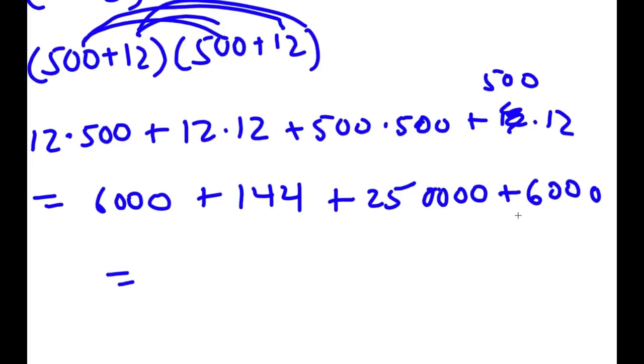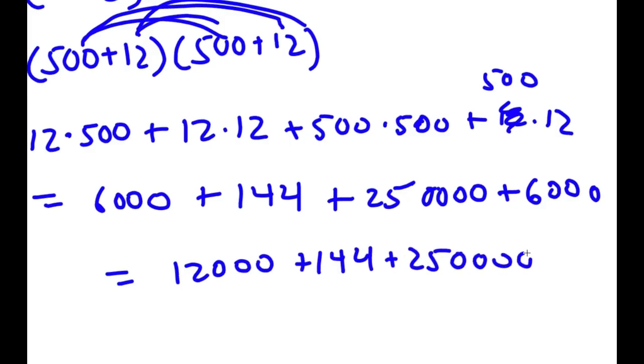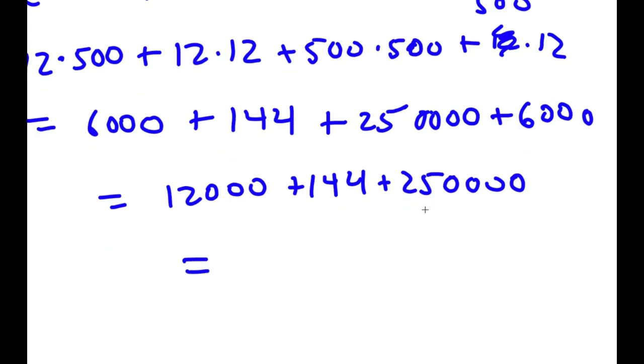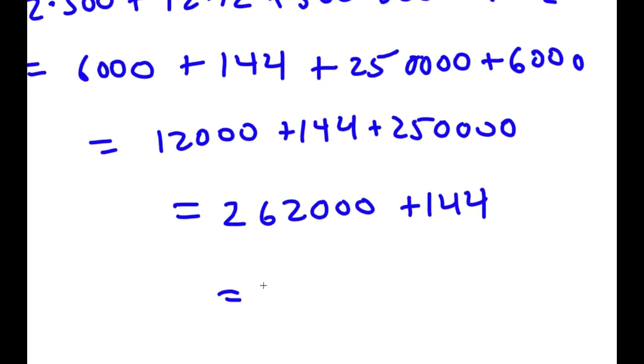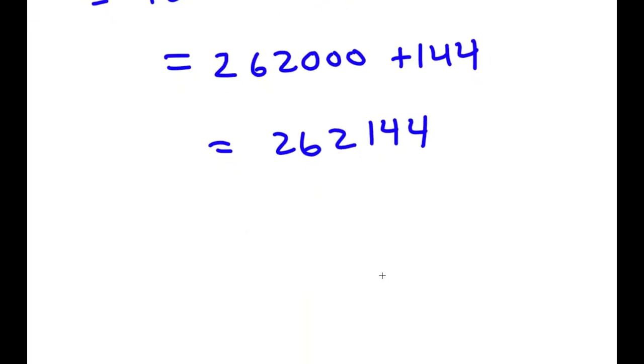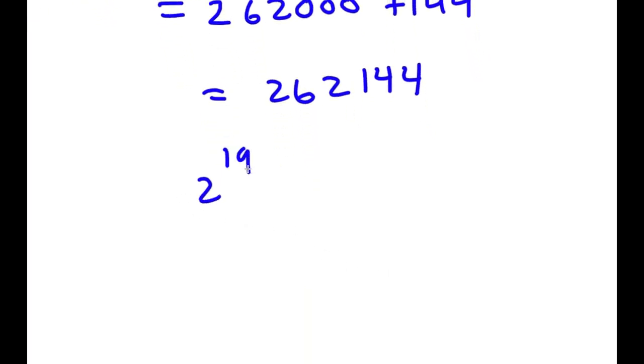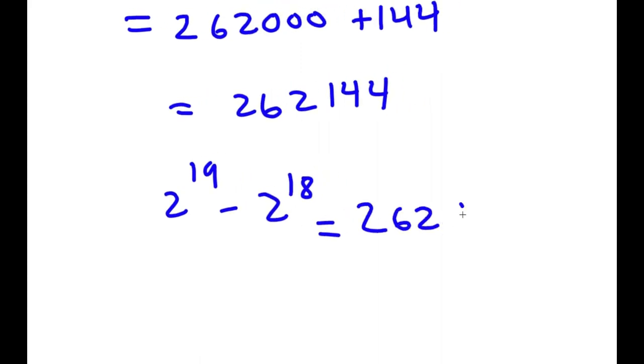Now we're going to add these up. 6,000 plus 6,000 is 12,000. Plus 144 plus 25 with 4 zeros, which is 250,000. Now 12,000 plus 250,000 is 262,000 plus 144, and this is equal to 262,144, meaning 2 to the power of 19 minus 2 to the power of 18 is equal to 262,144.